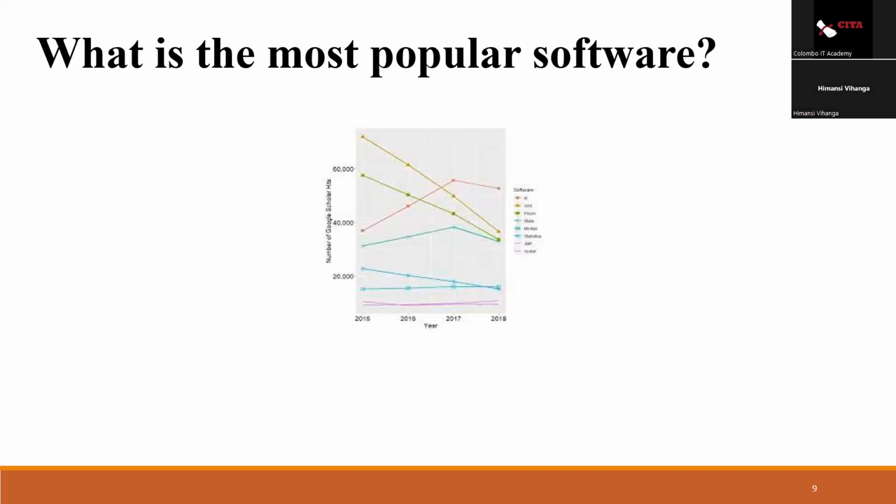It is showing an increase in trend, and it is very popular in 2017 and 2018, right? So by looking at this graph, we can see that the popularity of R is increasing over the few years, starting from 2015 to 2018.